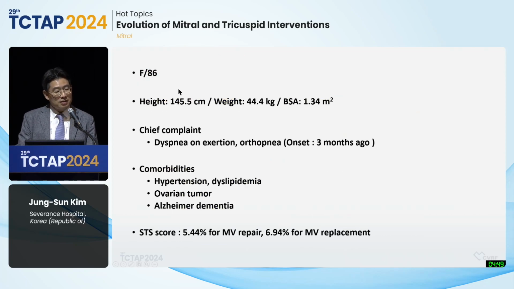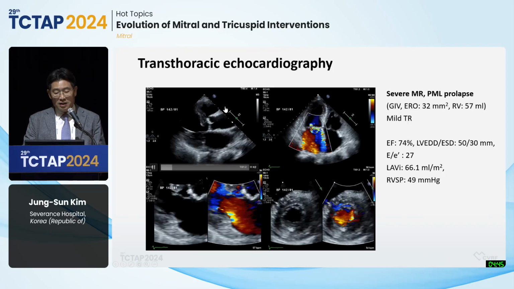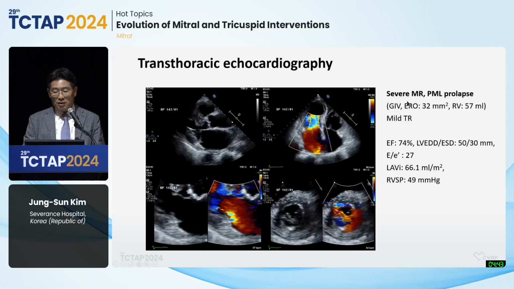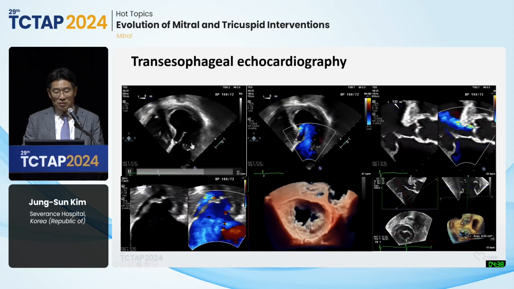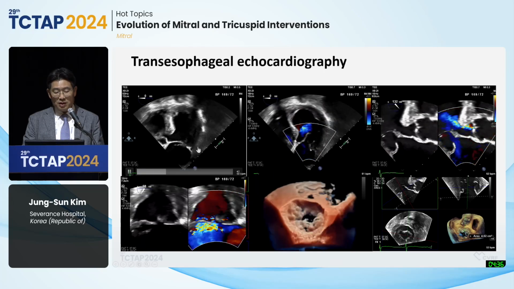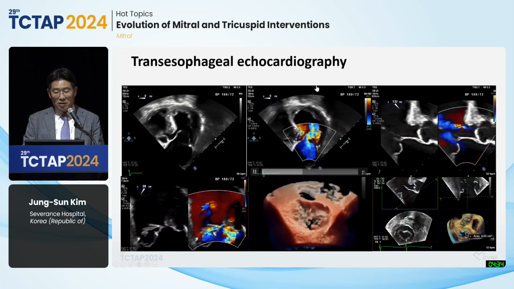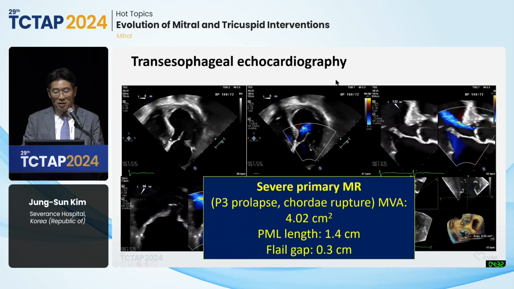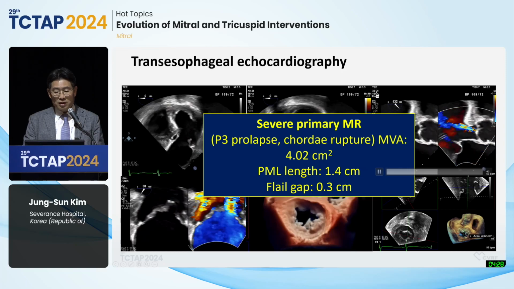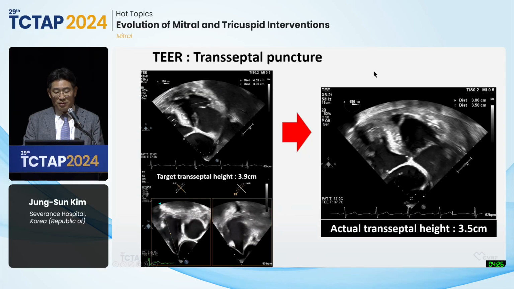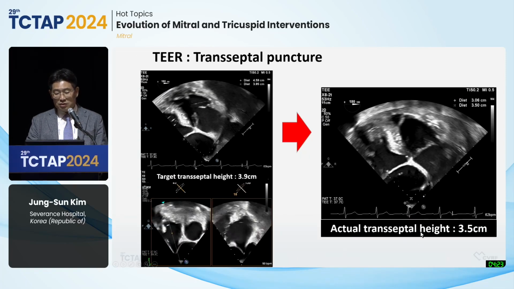So here is one case, an 86-year-old female, a very small lady. Here is severe primary MR, PML prolapse. This clearly shows PML prolapse, P3 prolapse, and chordal rupture. But the anatomical criteria were met for the TEER procedure. We did the procedure, but one issue is that the actual transseptal puncture height is 3.5.